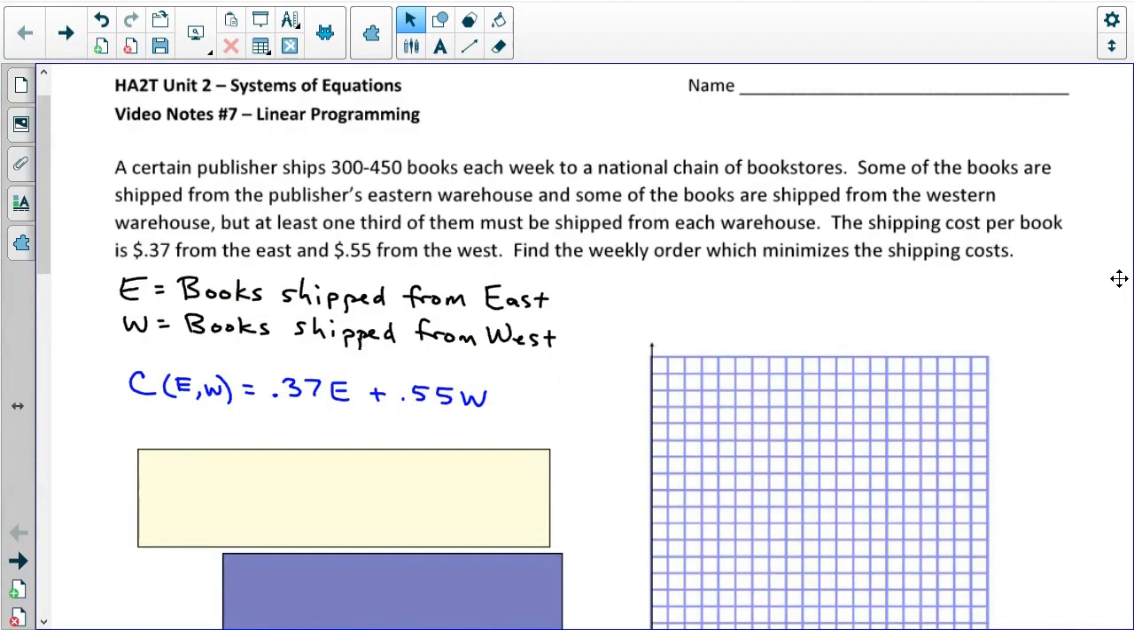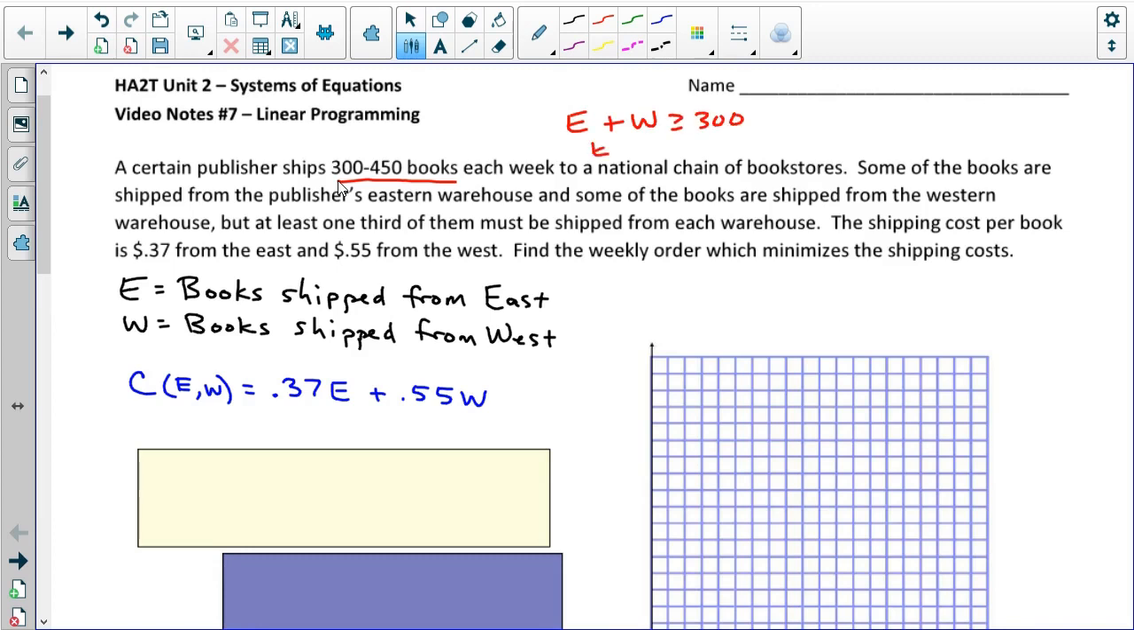So now after that, our job is to figure out what our constraints are. In order to figure out the constraints, let's take a look at what each of our problem's sentences have to do with us here. So what we know is that there are between 300 and 450 total books shipped each week. And so since E and W are our variables, E plus W must be greater than or equal to 300, and E plus W must be less than or equal to 450. We know that for sure.